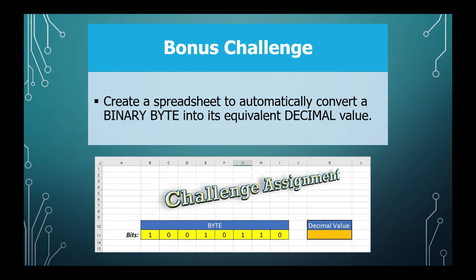And in our next video, I'll show you my possible solution to this exercise, and we'll see how it compares to yours.